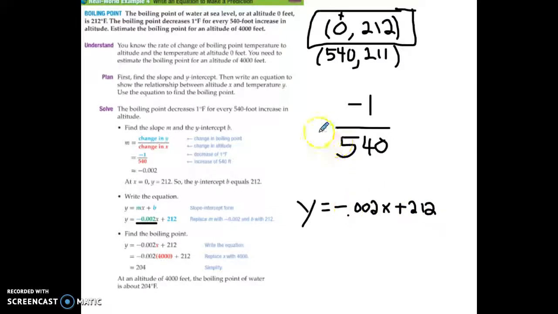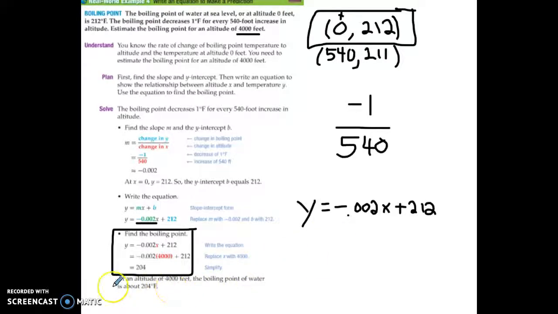Now, why do they want this equation? Well, they want to know what it would be at 4,000 feet. Again, x is my feet. So I'm going to plug in 4,000 for x and see what my degrees, what y represents, would equal. That's what they did right down here. This is the final step. They plugged in 4,000 for x, multiplied and added. 204 degrees Fahrenheit would be the boiling point for that one.